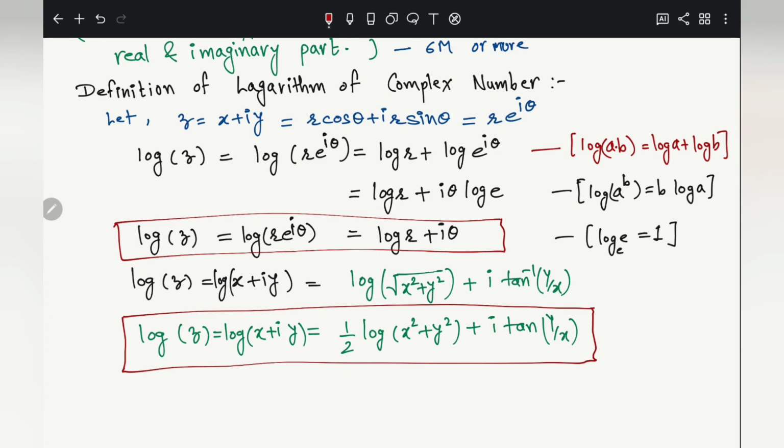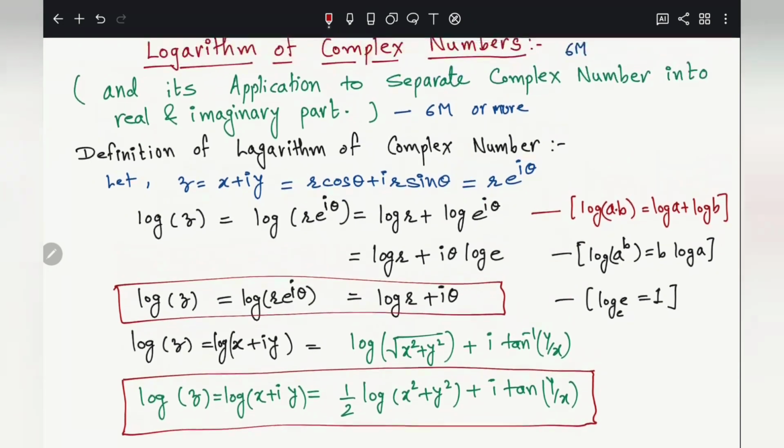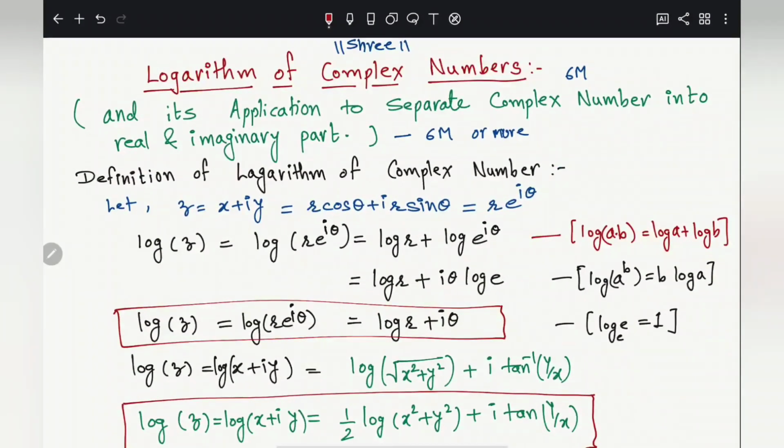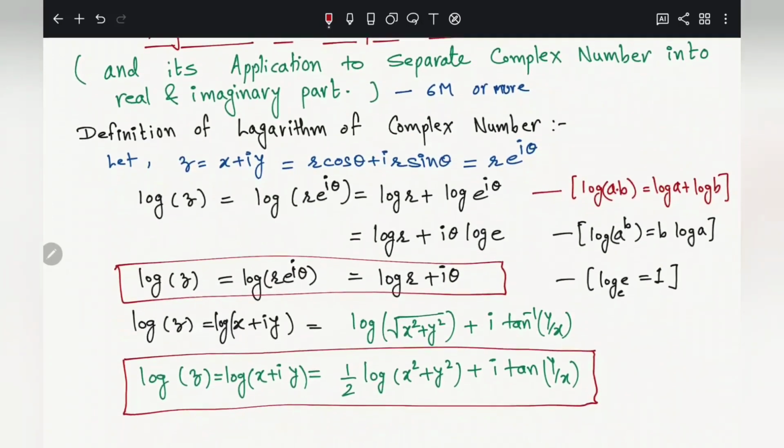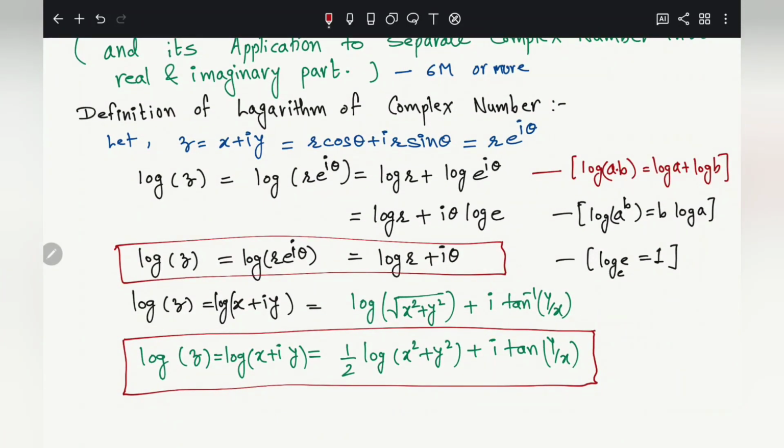So believe me, you just need to know this definition of logarithm to solve the problems from this topic, log of a complex number, and even to attempt questions from separate into real and imaginary parts using complex numbers. So let's quickly now take the examples.